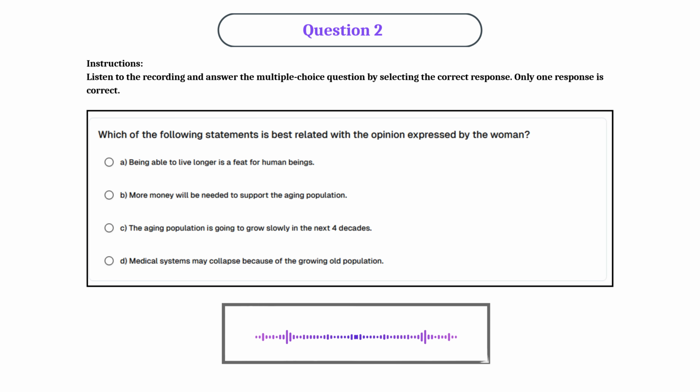It is a feat that we can live longer and that we can enjoy being alive for longer, but it's expensive. When people retire, they start to cost society more money. And the costs will soon be unsustainable.